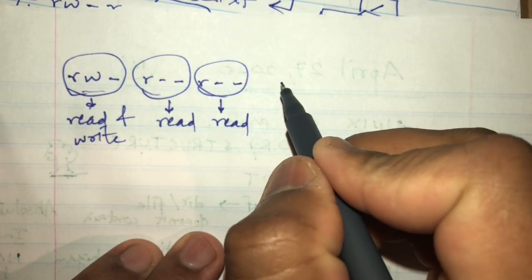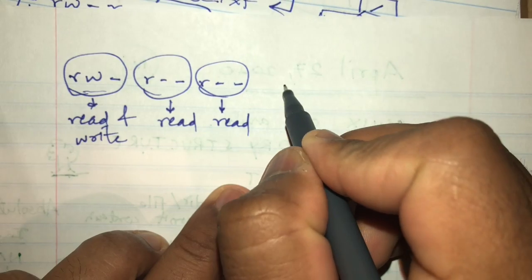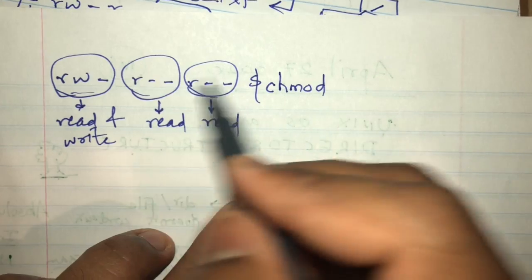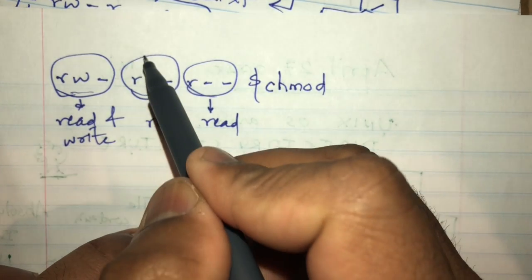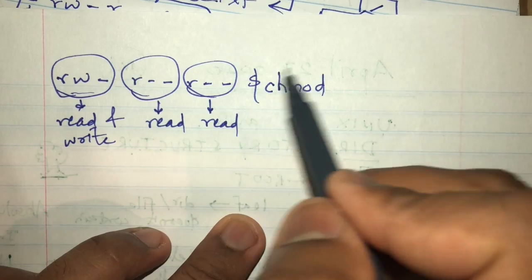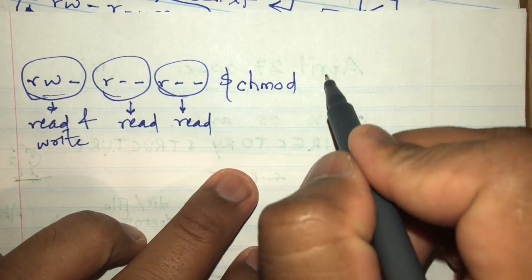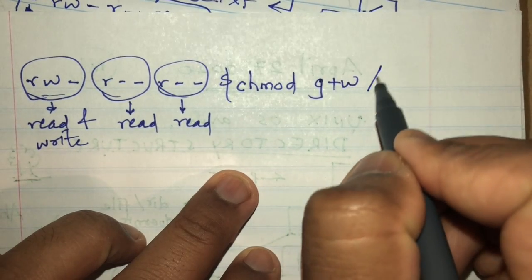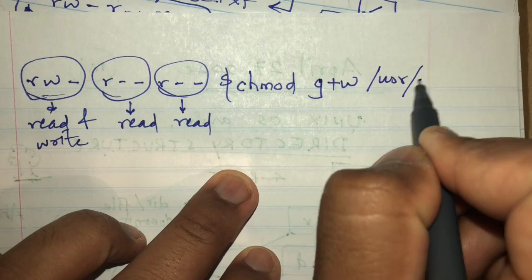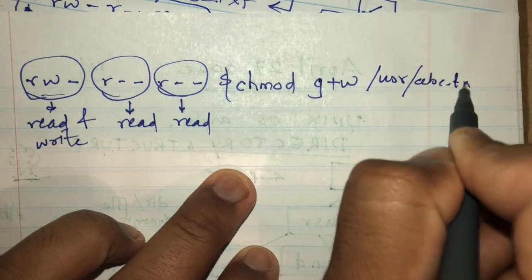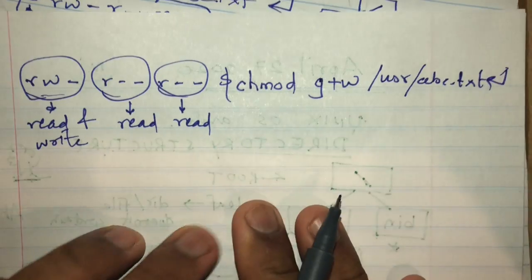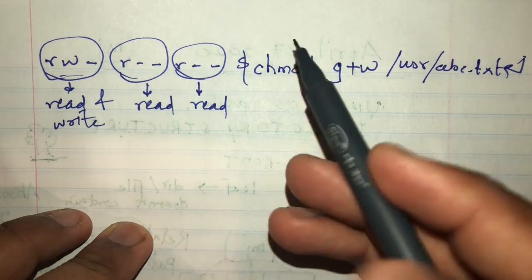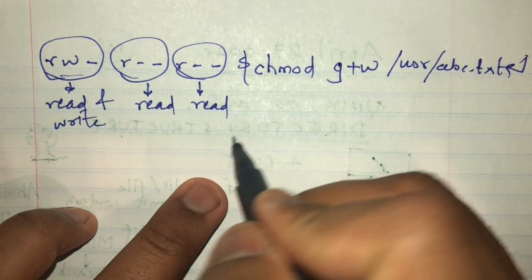There are two ways in which you can execute the chmod command. You can say chmod, I will put it here. Let's say I want to change the group of the owner, this one, to rw hyphen, I will say g plus w, and then /usr/abc.txt, right? But instead of doing that, the way that I prefer is using the number system.